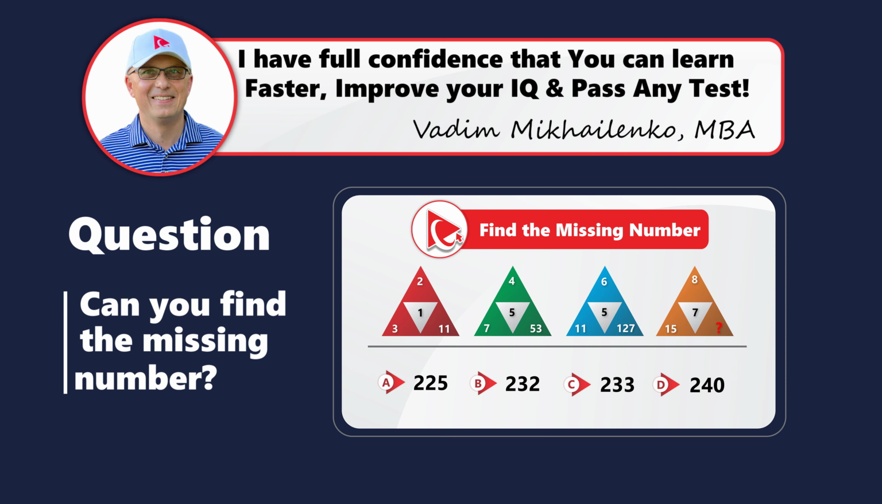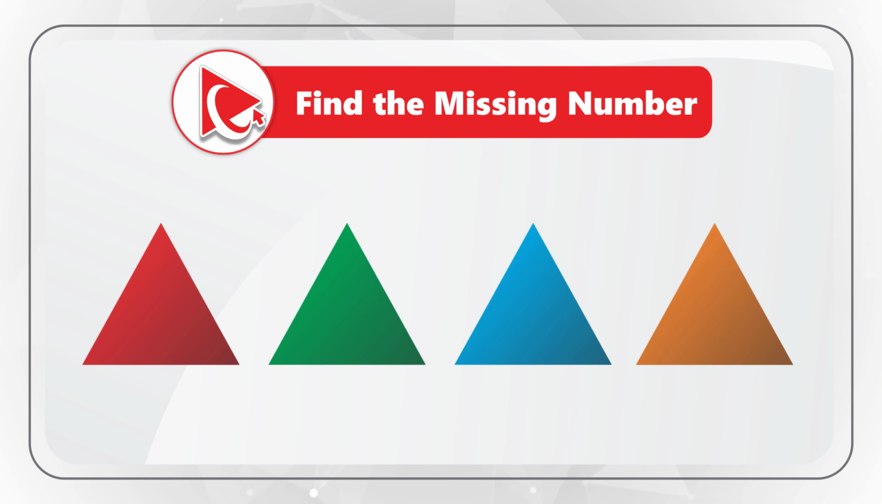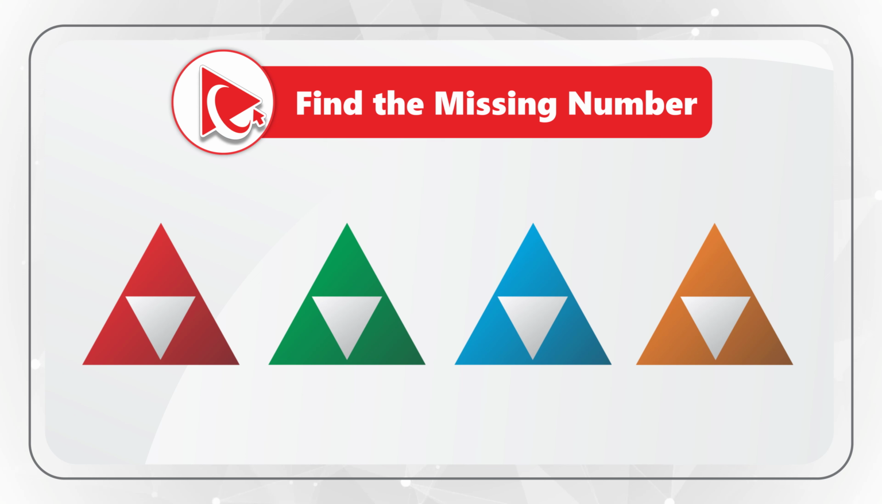Here is the famous 4-square triangle question that you frequently see on the test. You're presented with 4 triangles. In each triangle, there is a smaller triangle which breaks it down into 4 parts. Each part has a number. And in one small triangle, the number is missing.